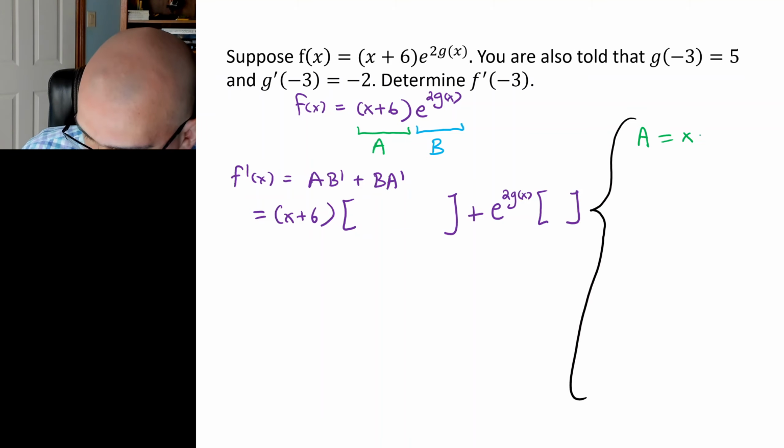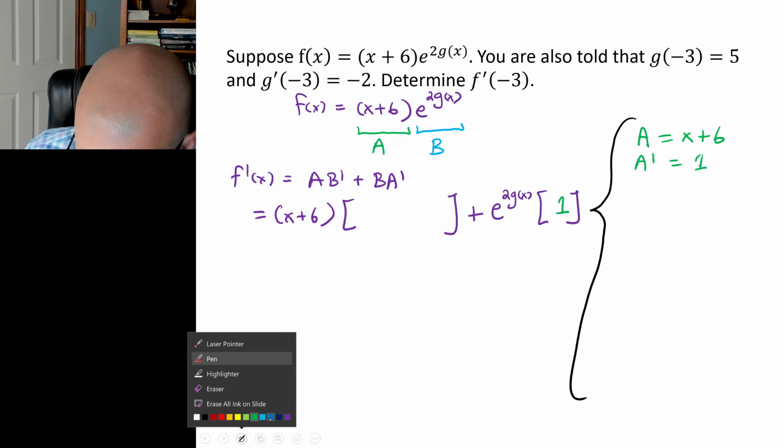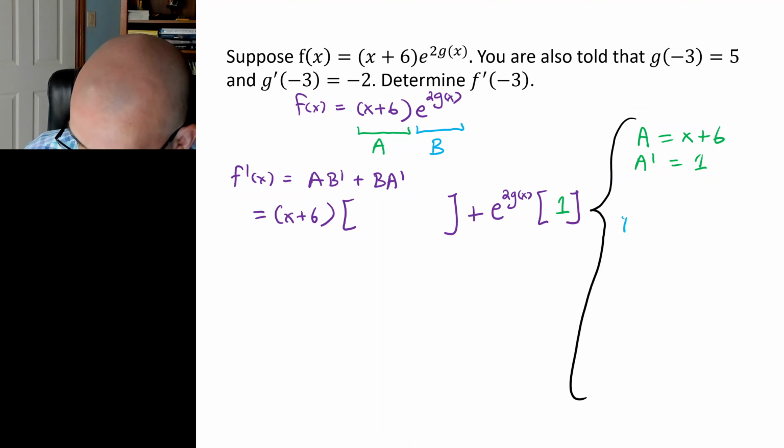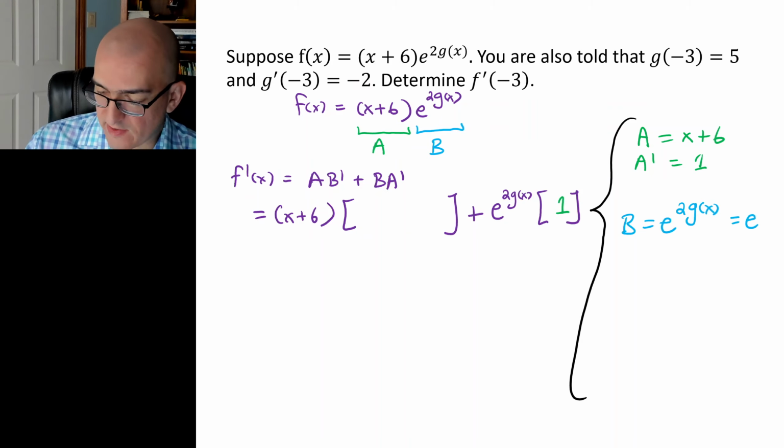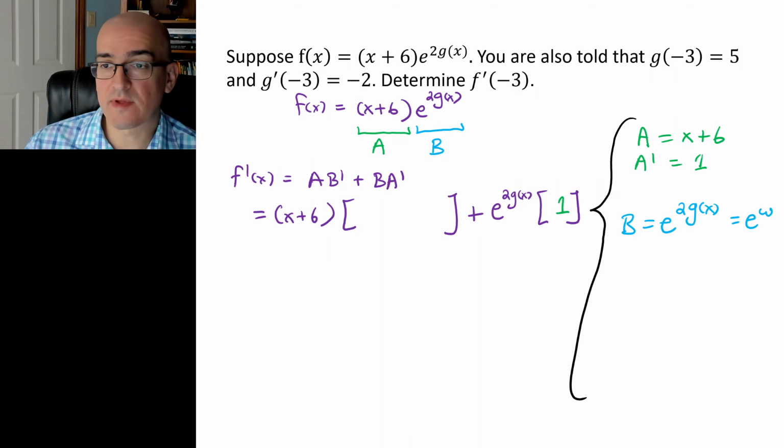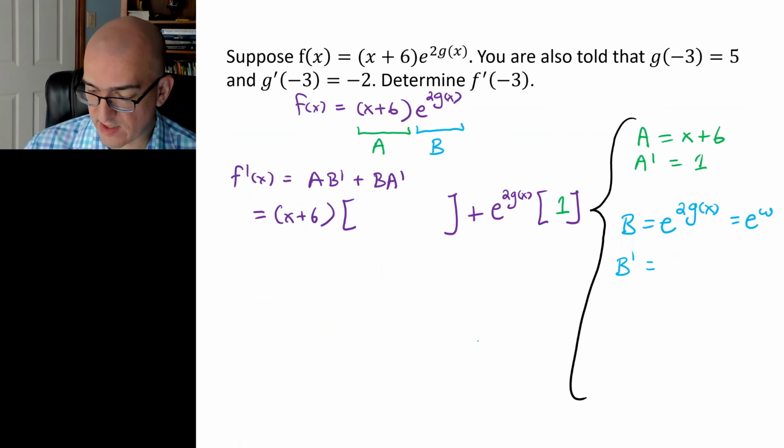A is equal to x plus 6, and that means a prime is equal to 1. So I'll throw that in right away. We have to spend a little bit more time on b. b is equal to e to the power of 2g of x. This is e to the power of w. Just always use this trick. Take something that looks messy, replace it with something that's less messy. Think about what derivative rule applies. Derivative of e to the w is e to the w times w prime. Same as the last example.